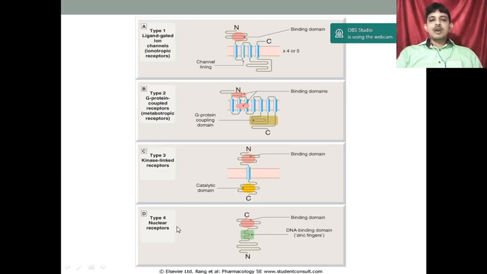All these three types of receptors are present in the cell membrane, but the nuclear receptor is present in the nucleus, and its binding domain as well as the N terminal are present inside only, and the binding domain is present near the C terminal. In other cases we have seen that the binding domain is near the N terminal, but for the nuclear receptor it is near the C terminal.